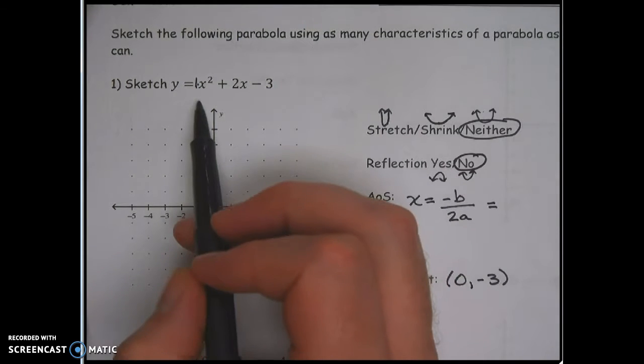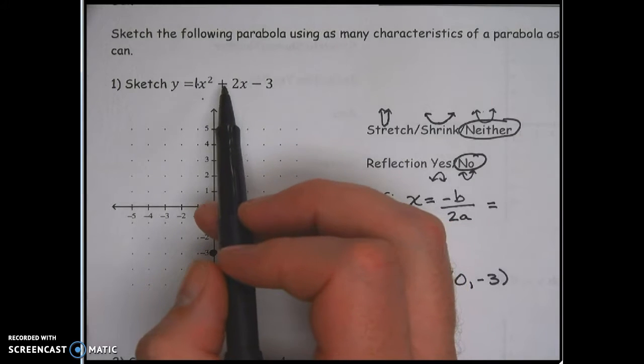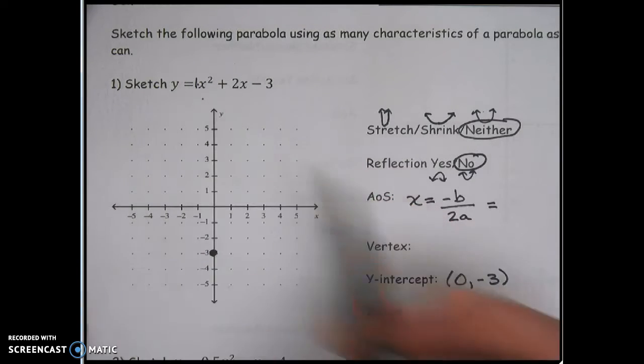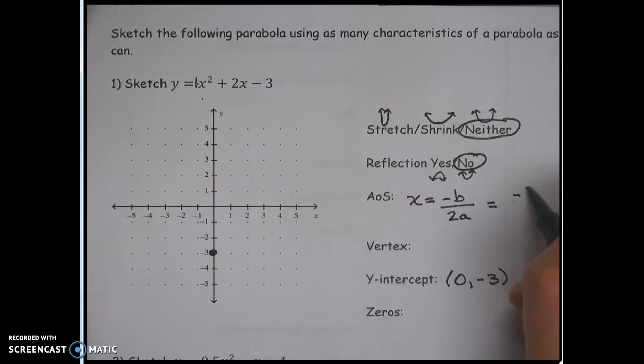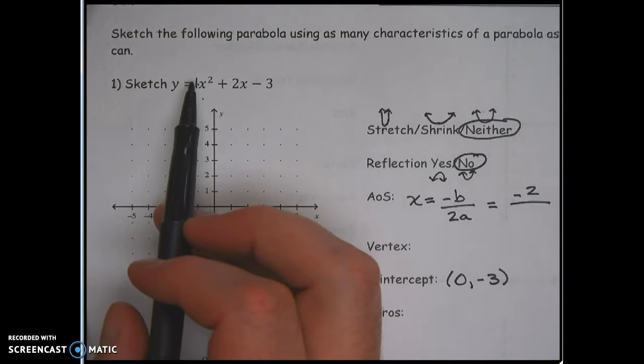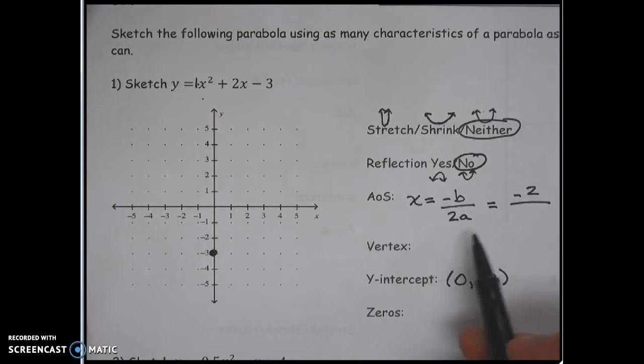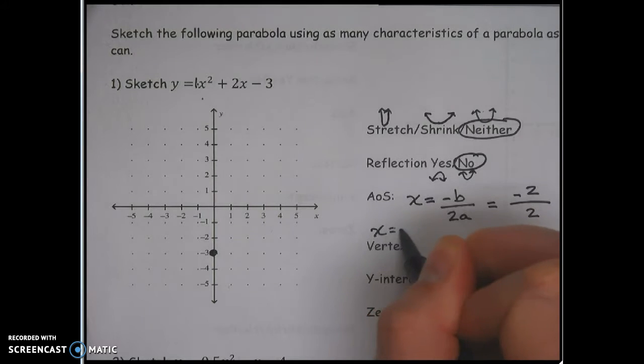So up here, a is 1, b is 2. b is a positive 2 because it's a plus 2. So the opposite of b, the opposite of positive 2, is -2, divided by 2 times the a value. Now the a value is 1, so 2 times 1 just gives me 2. So my axis of symmetry is -2 divided by 2, which is -1. We would say x equals -1.